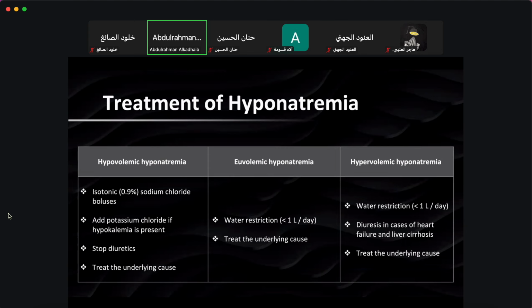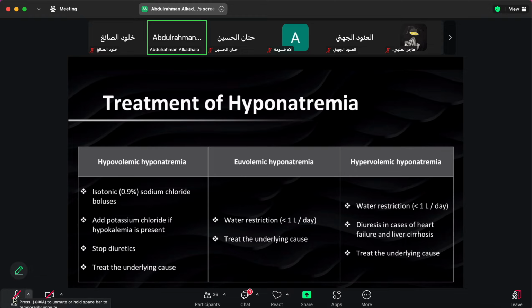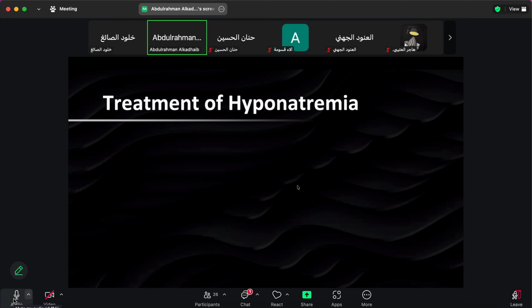And in cases of hypervolemic hyponatremia, again, we instruct them to restrict the water intake to less than 1 liter per day. We can use diuretics, for example, in case of heart failure or liver cirrhosis, and obviously treat the underlying cause. So that's for the treatment of mild and moderate hyponatremia.